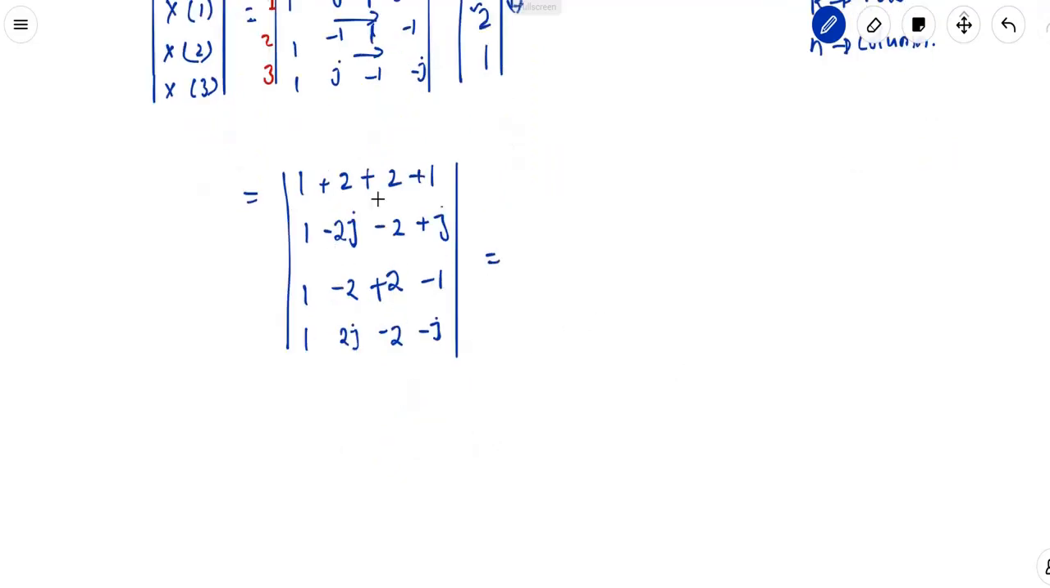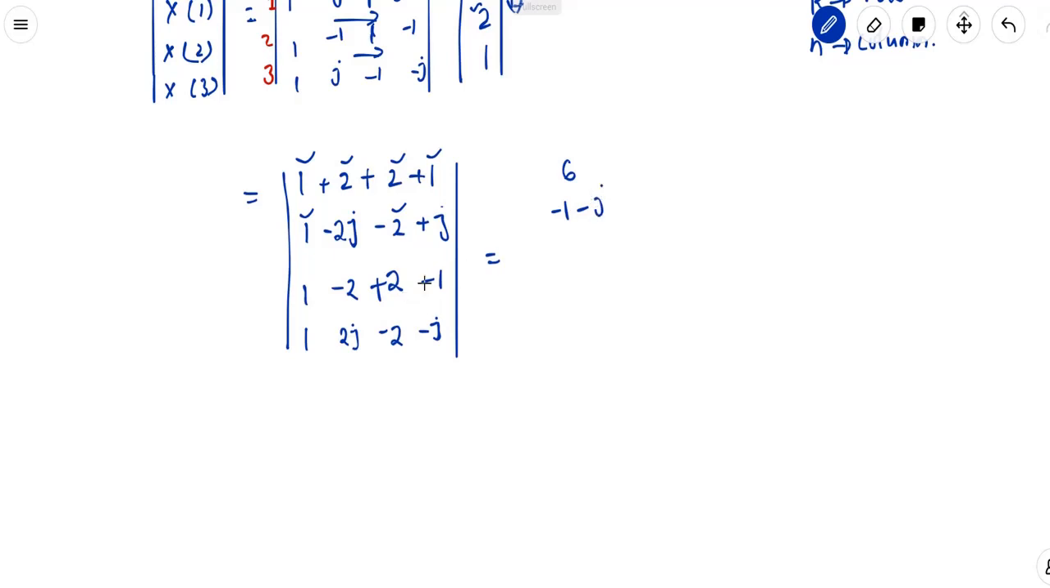So how much is this? This is equal to 1 plus 2 plus 2 plus 1, which is 6. Here you have a plus 1 and minus 1, so this becomes minus 1, and you have minus j, 2j minus j and plus j, so this becomes minus j.